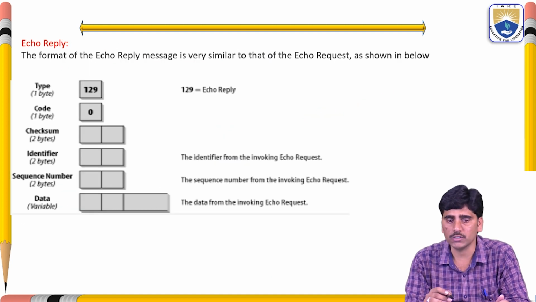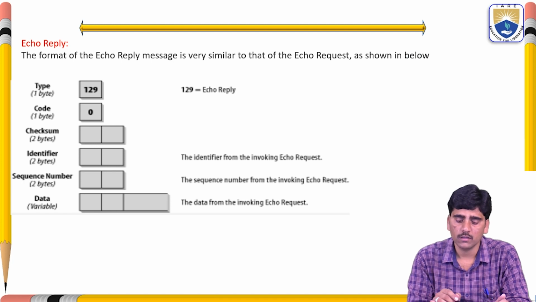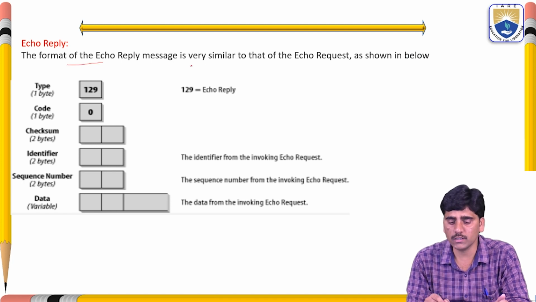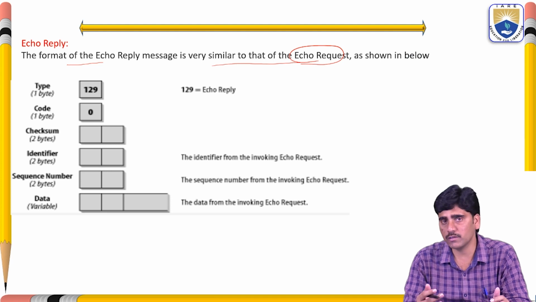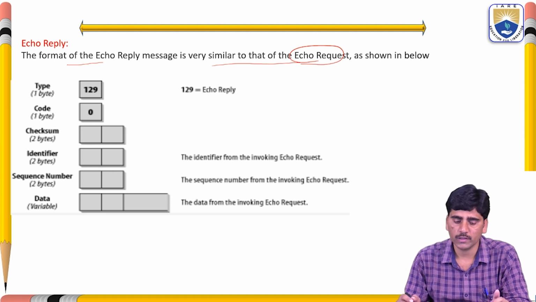Similarly, the echo reply message. The format of the echo reply message is very similar to that of the echo request. As we said, the echo request message has the type, code, checksum, identifier fields, along with the sequence number and data, and the same fields are in the echo reply message also. So here the type indicates echo reply, which is 129, and the code is 0, the checksum is also 2 bytes, and the identifier also 2 bytes.